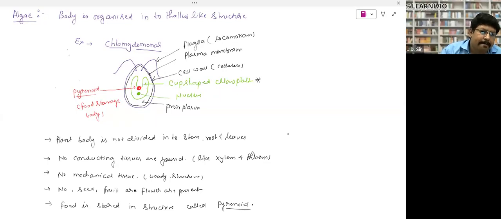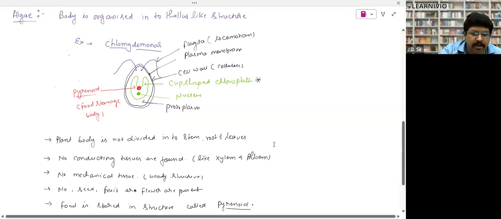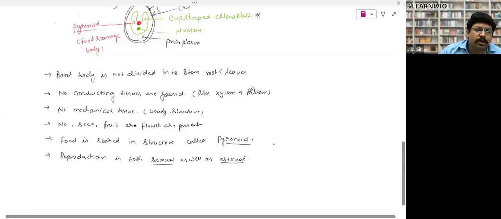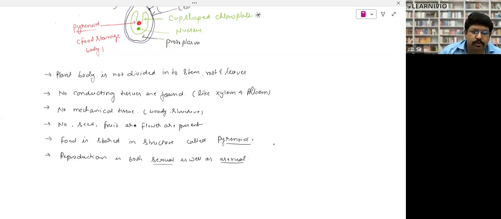In algae, the plant body is organized as a thallus-like structure, meaning root, stem, and leaves are not there. The plant body is not divided into stem, root, and leaves. No conducting tissue like xylem and phloem is found. No mechanical tissue, meaning woody structures, is found. No seed, fruit, flower. Food is stored in a structure called pyrenoid. Reproduction is both sexual as well as asexual.